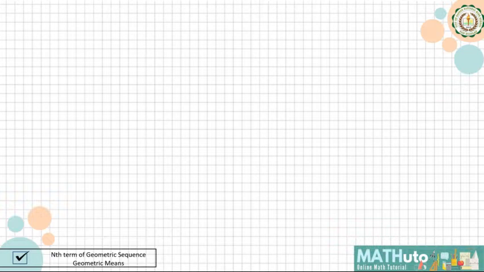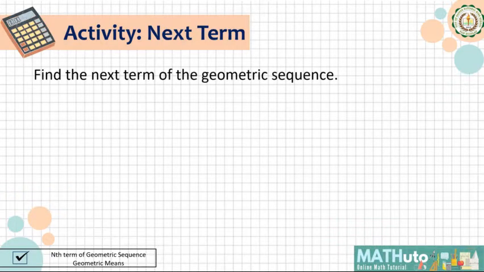Let us now have an activity. Find the next term of the geometric sequence. Number 1: 5, 10, 20. For us to get the next term, we have to divide the second term by the first term to get the common ratio. 10 divided by 5 is 2, and 20 divided by 10 is 2. Therefore, the common ratio is 2. We will now use it to multiply from the last term, and 20 times 2 is equal to 40. Therefore, the next term of the sequence is 40.